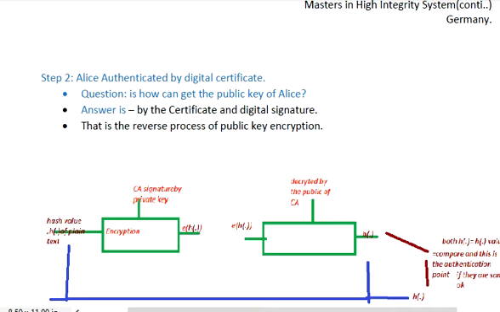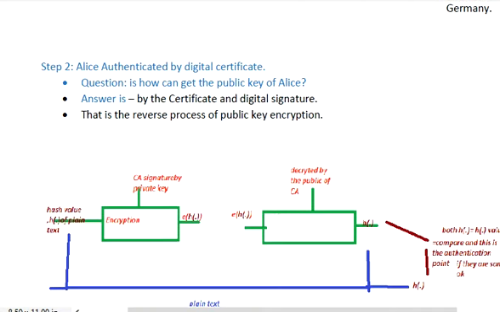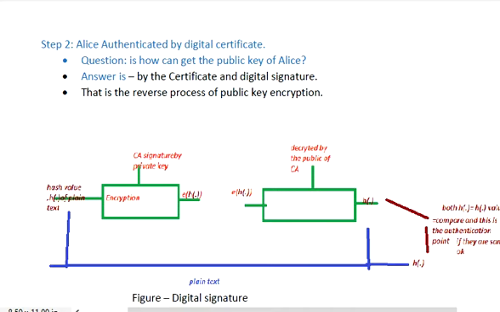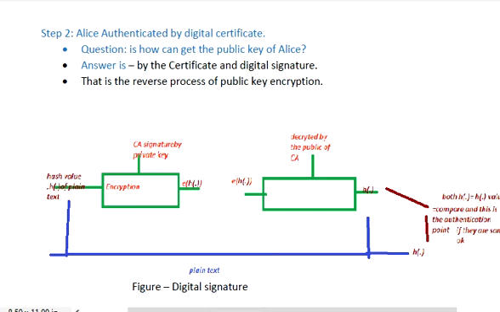The answer is by the certificate or digital signature. You can authenticate that this is Alice. Now, Alice is authenticated by a digital certificate where a certificate authority encrypts the certificate request of Alice with the certificate authority's private key, and it encrypts a hash function of the plain text. The plain text is the information about Alice, her company, and so on. So this hash of the plain text is encrypted with the CA's private key.